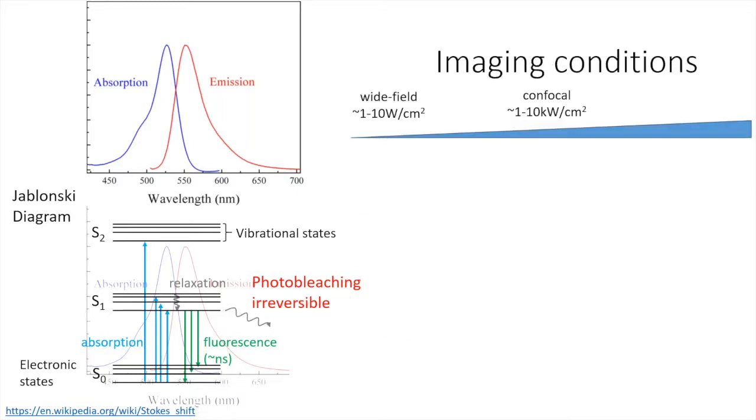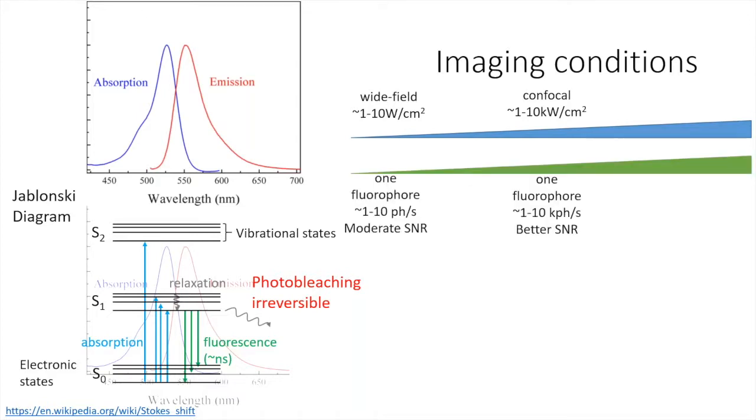So we need to think of the illumination conditions for different systems. Of course, if you apply stronger illumination intensity, you will have a better signal because you excite the fluorophore more, so you can collect more photons from your system. Confocal generally gives 1 to 10 kilo, like 1,000 photons per second, and for wide field, it's like 1 to 10 photons per second. So the signal to noise ratio is something you can think of.